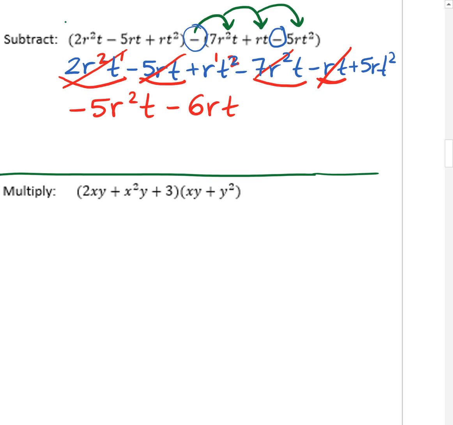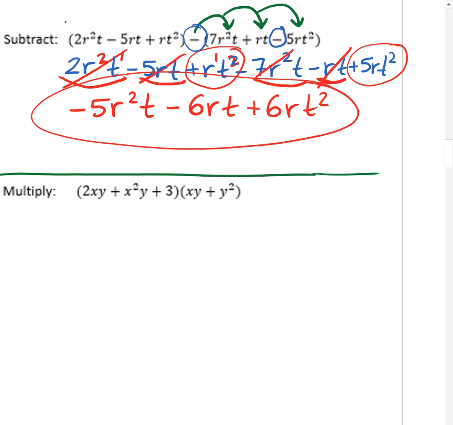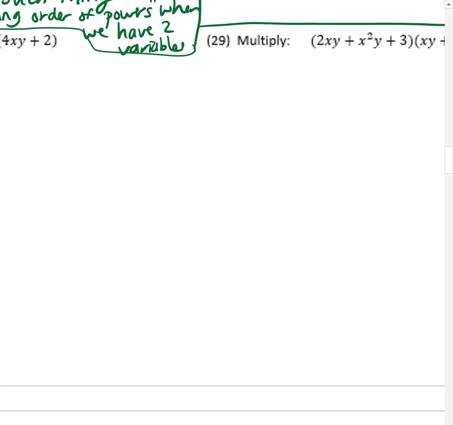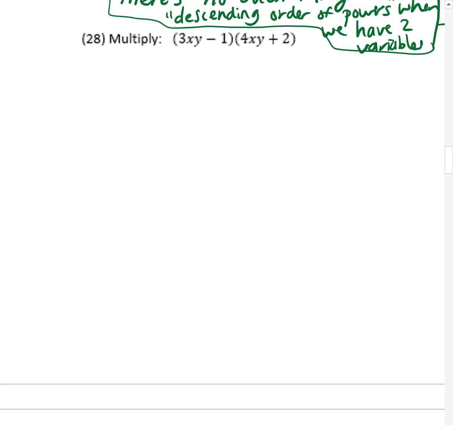And the last two terms that are left over are like terms. Positive rt squared plus 5rt squared. That's like 1 plus 5, which is 6rt squared. There we go. Beautiful. And that might look weird and you might think, oh, should I rearrange that? Yeah, if you want to rearrange it, that's fine. It just doesn't really matter. There's not really a right order and a wrong order when you have two variables, or more than two variables.